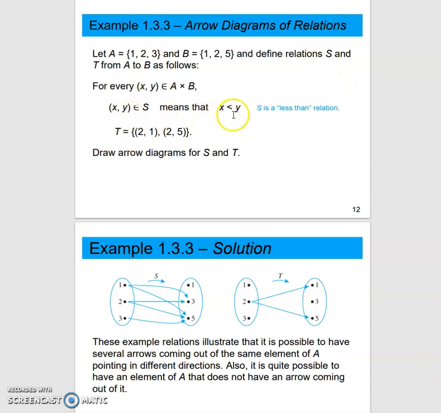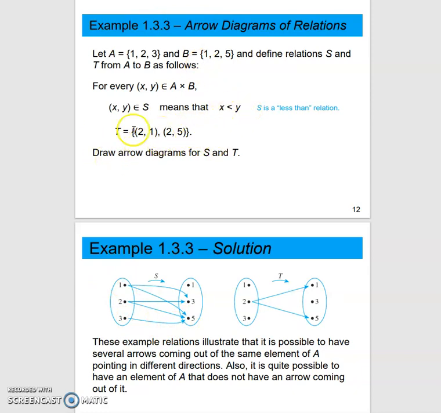S means that x is less than y. So let's look down here at x. I'm going to draw from 1 to 3 and 5. I didn't draw it to 1 because 1 is not less than 1. From 2, I'm going to draw to 5, and from 3 I'm going to draw to just 5, because that is when that statement is true.